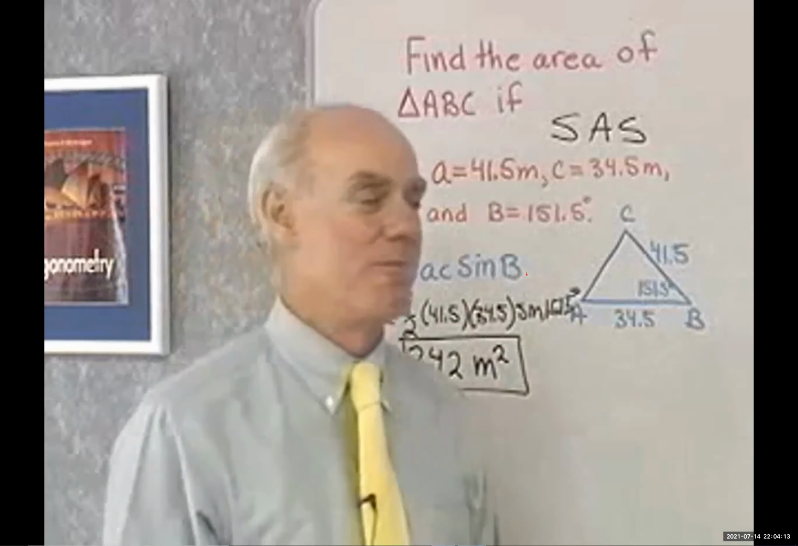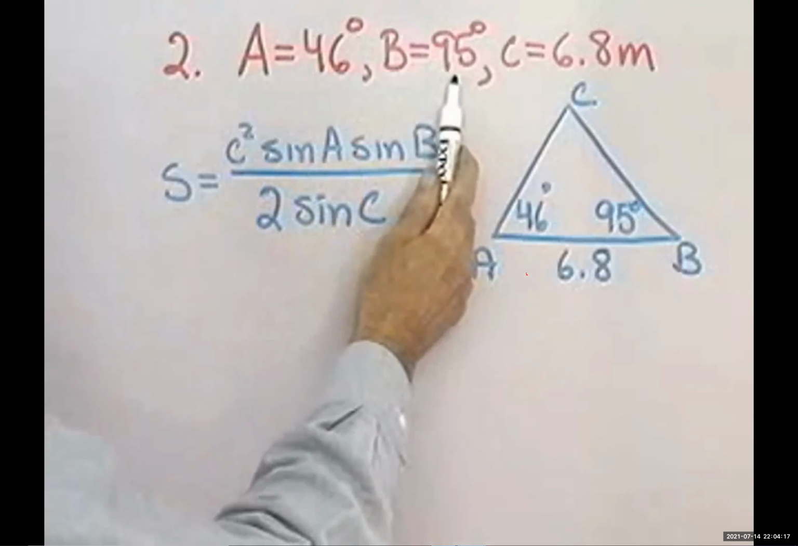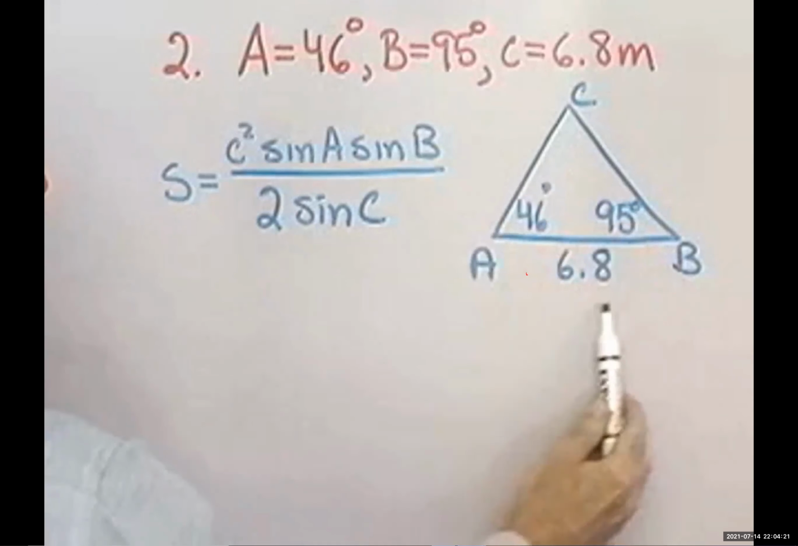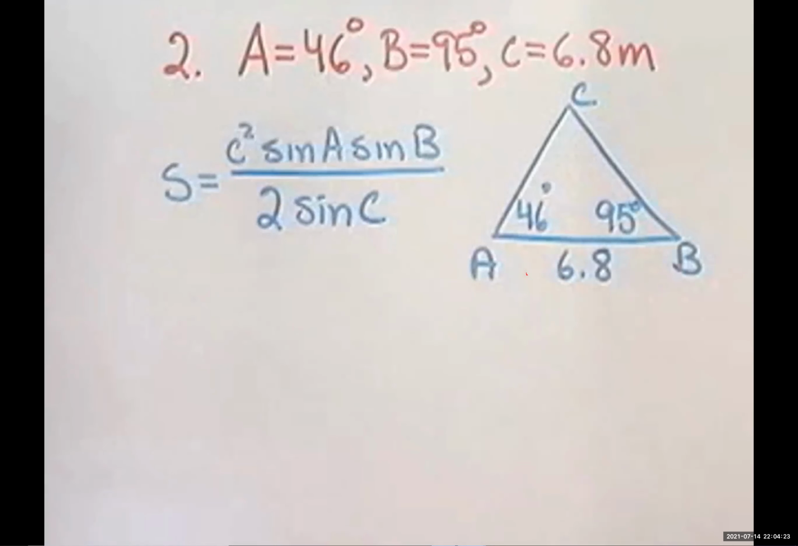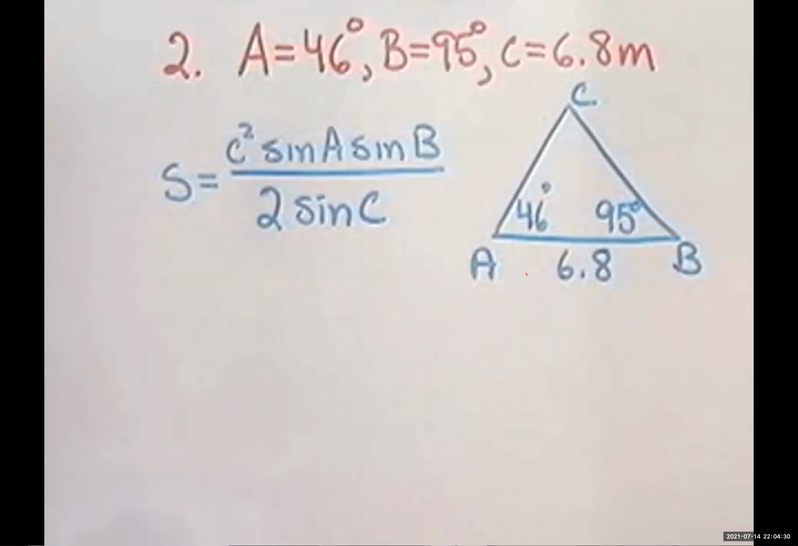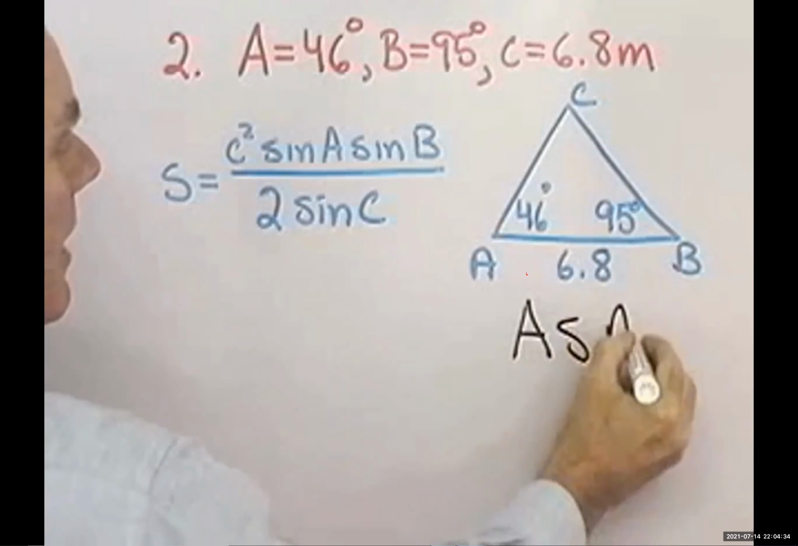Let's look at our next problem. This time, angle A is 46 degrees, B is 95 degrees, and side C is 6.8 meters. So here again, I've drawn a little triangle. I've labeled all the information that we're given. And you can see in this case, I have two angles and the side included between them. So this is a situation which we will call angle, side, angle.